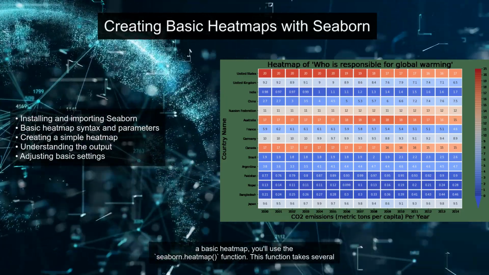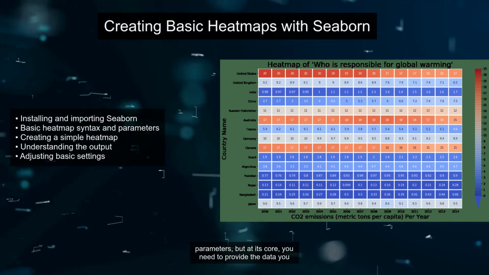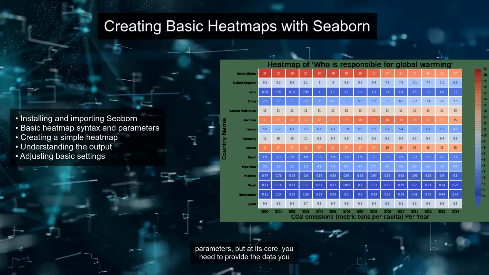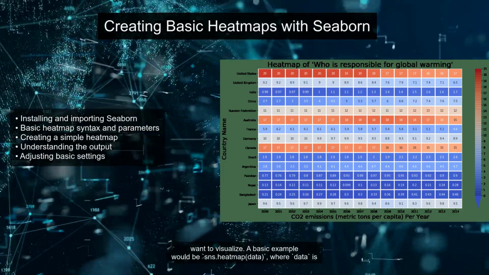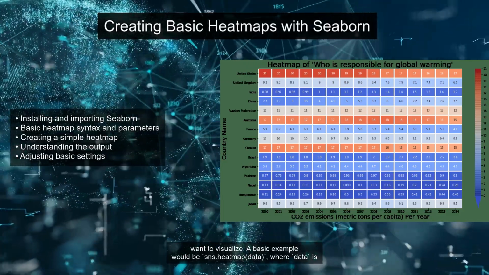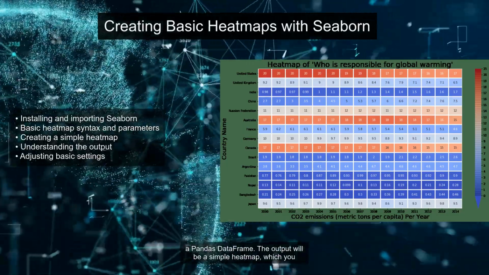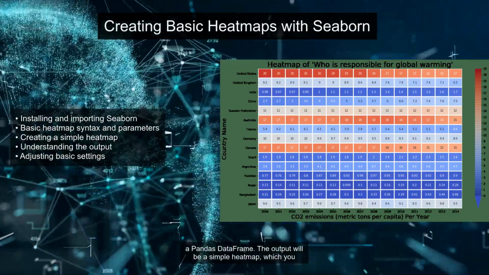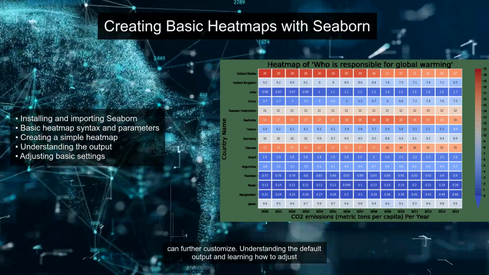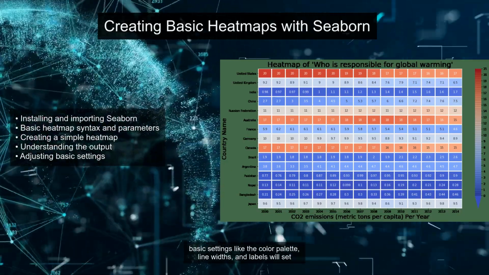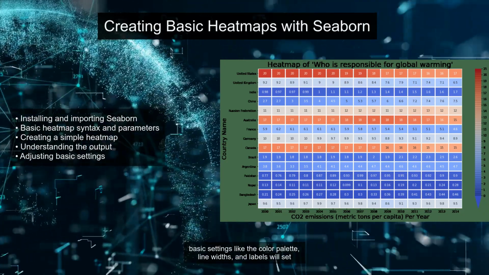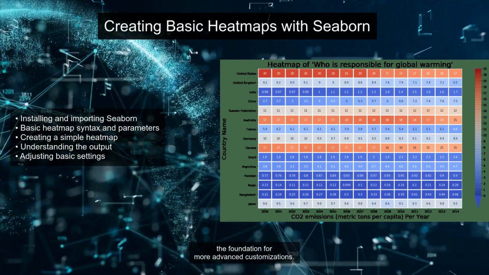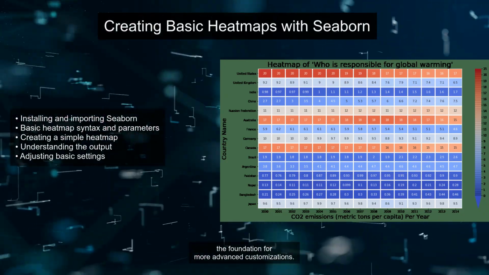To create a basic heat map, you'll use the seaborn.heatmap function. This function takes several parameters, but at its core, you need to provide the data you want to visualize. A basic example would be sns.heatmap(data), where data is a pandas DataFrame. The output will be a simple heat map, which you can further customize. Understanding the default output and learning how to adjust basic settings like the color palette, line widths, and labels will set the foundation for more advanced customizations.